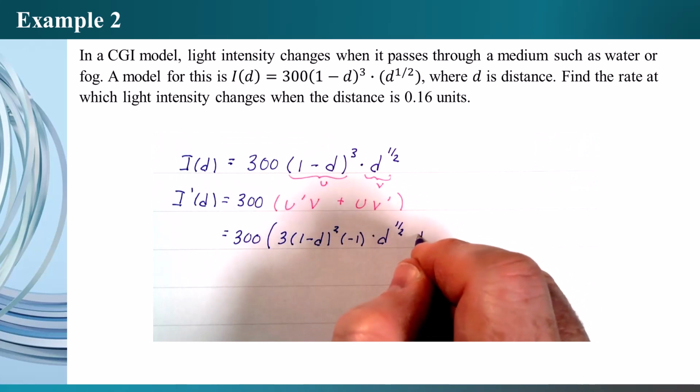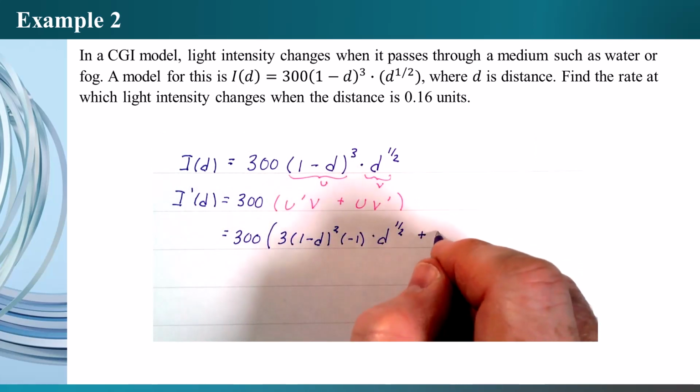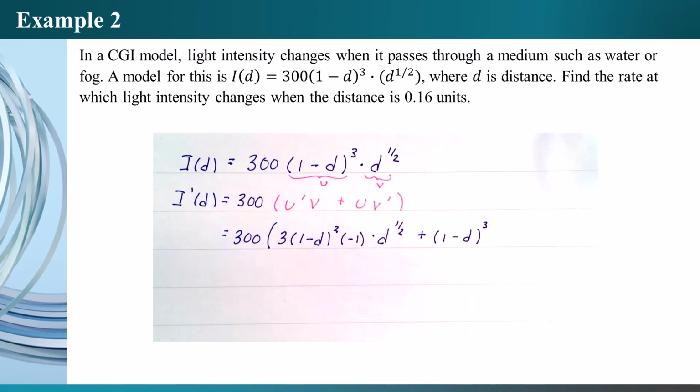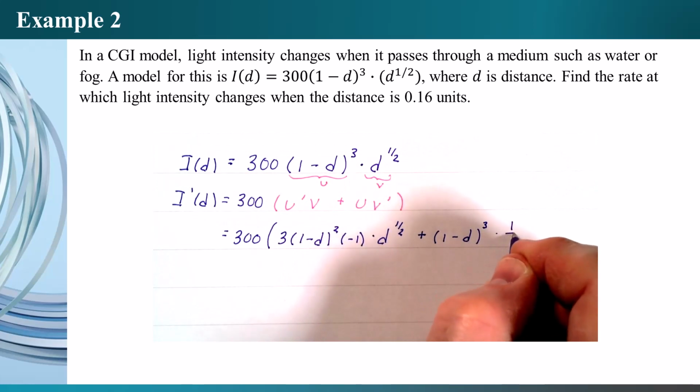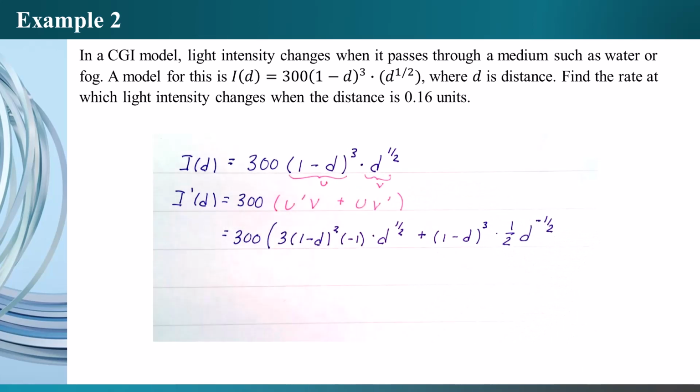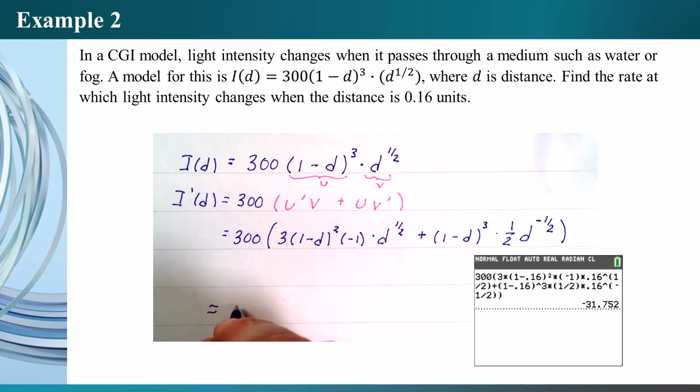Okay, now we're going to add this to u, which is (1 minus d) cubed, times v prime. And so here we're going to get 1/2 coming out in front, and we subtract the exponent by 1 to give us a negative 1/2. I could do some simplification here, but I'm trying to find this derivative when d is equal to 0.16, so I'm just going to plug this directly into my calculator. And what I find is that the derivative is approximately negative 31.752.